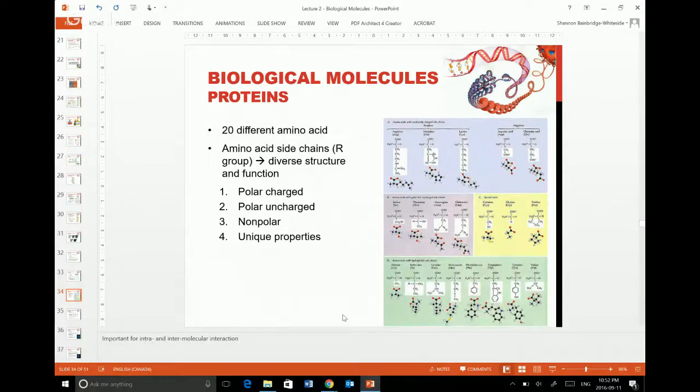So in the human system, we are talking about 20 different amino acids that can come together in a variety of different ways to form all the different proteins we need to make. And these different amino acids are different from one another essentially based on the type of R group that they have. And we can categorize all amino acids into 4 distinct groups. You can have polar charged amino acids, polar uncharged amino acids, nonpolar amino acids, and those that have unique properties, which I'll talk about.